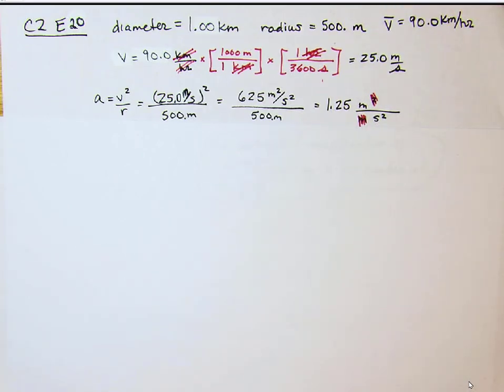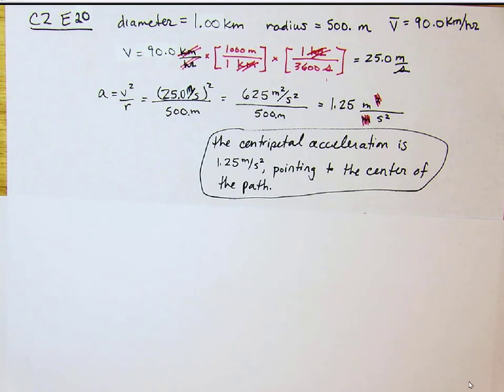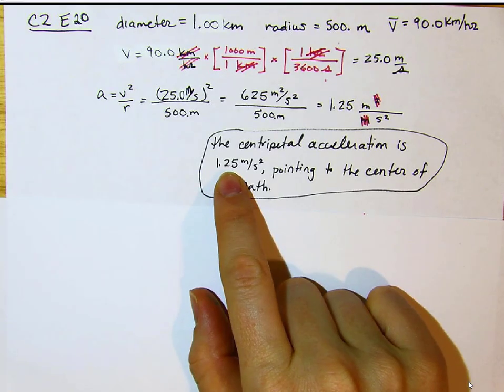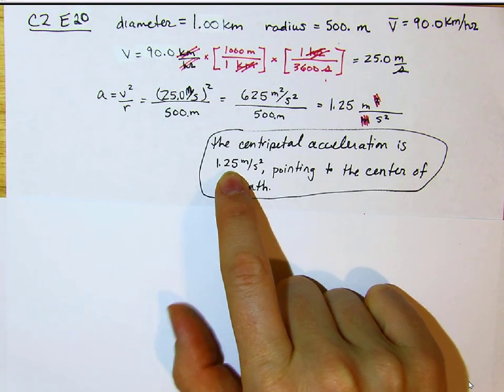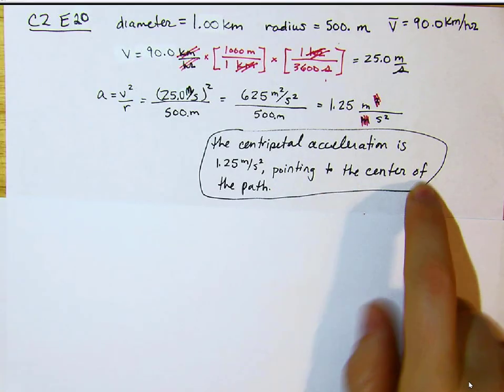But if they ask what the acceleration is, that's a vector, we should give it a direction. So let's do this. The centripetal acceleration is 1.25 meters per second squared, and that's 3 sig figs, like the problem was 3 sig figs. And it is pointing to the center of the path, or center of the circle.